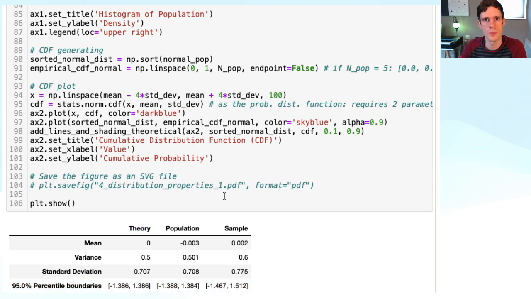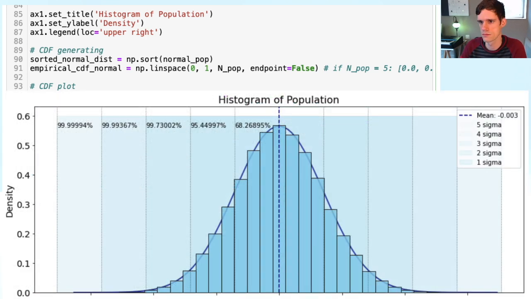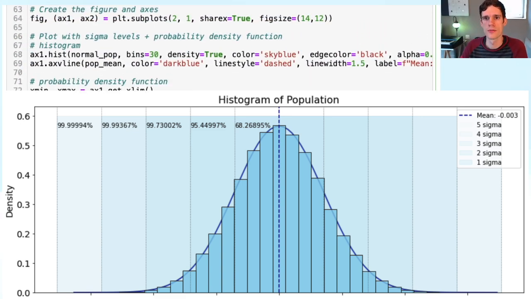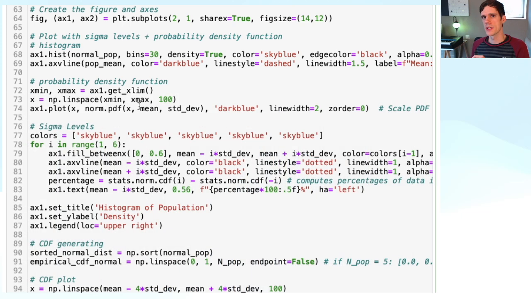But weren't we supposed to visualize this graph? Yes, well, let's do this right now. To visualize the graph from the slides, we need three ingredients. We need the histogram, the probability density function, and then everything connected to these data intervals and these sigma levels. So again, we make our figure and our axis. First, we plot the histogram of our population.